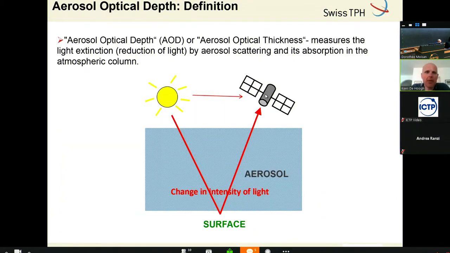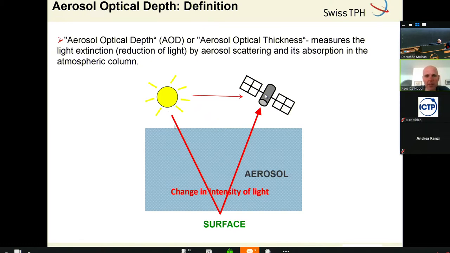So for PM, we use this aerosol optical depth measure. The definition of that really is that it measures the light extinction by aerosol scattering and absorption in the atmospheric column. So imagine we have a satellite going across our globe, and we have the sun here. We have direct sunlight going to the satellite, and the satellite picks this up and measures it. At the same time, the same sun beam goes to the surface of the Earth and comes back to the satellite. The satellite picks this up as well.